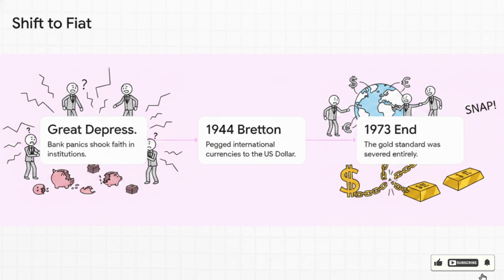First, the severe bank panics of the Great Depression totally shook our faith in financial institutions. To stabilize the globe, the 1944 Bretton Woods system pegged international currencies directly to the US dollar, which was, in turn, pegged to gold. But finally, in 1973, that physical connection was severed entirely. The gold standard officially ended.